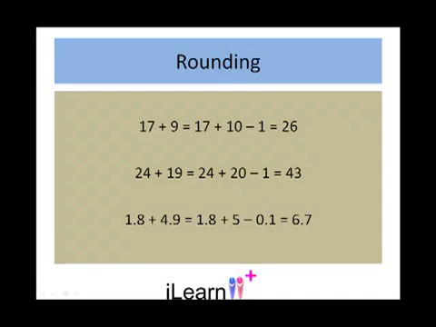This works for decimals too. 1.8 add 4.9 equals 1.8 add 5, that's 6.8, take away 0.1 because you added 0.1 earlier.